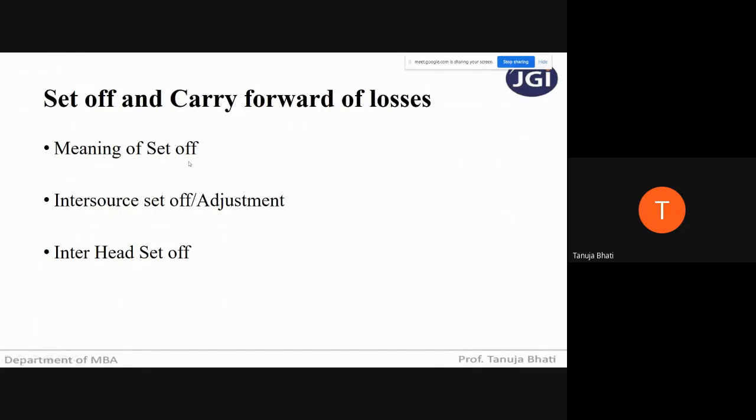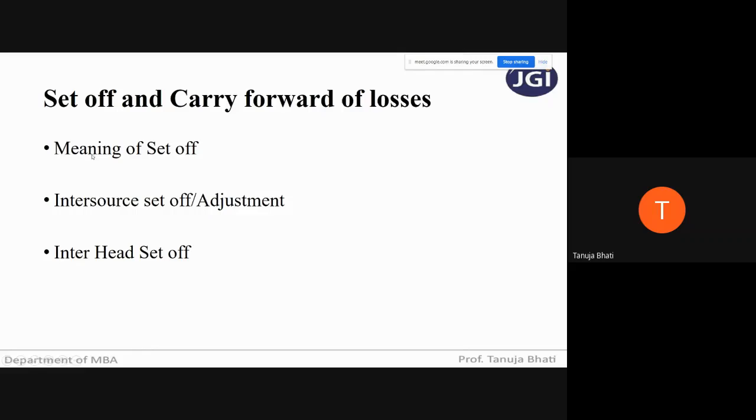So what is the meaning of set off? Set off simply means adjustment of losses against the profit from the same source of income or inter-head source of income. Suppose losses cannot be set off in the same year, due to inadequacy of profits, then such losses can be carried forward to the next assessment year for adjustment against the profits of the next year. So this is the meaning of set off.